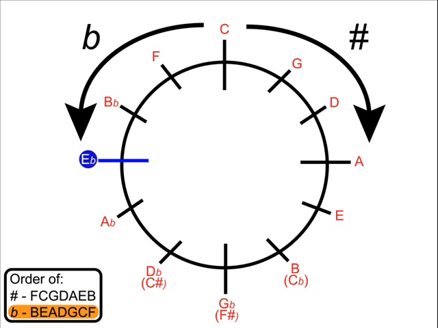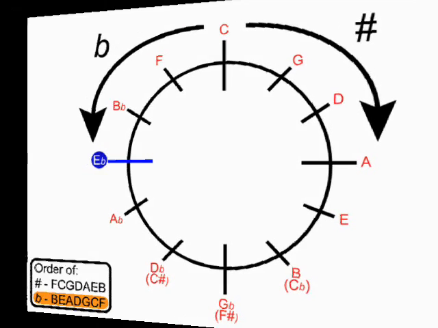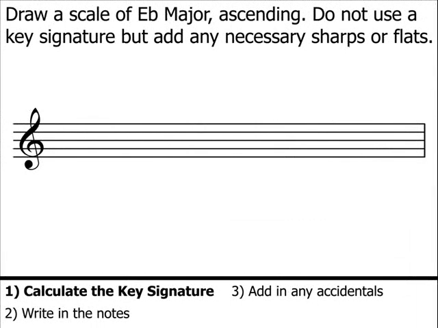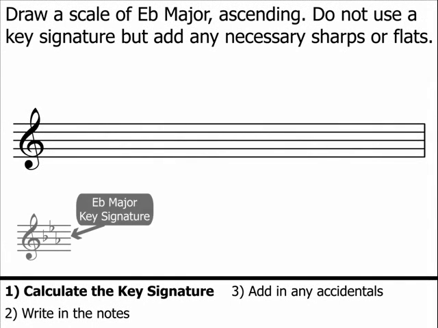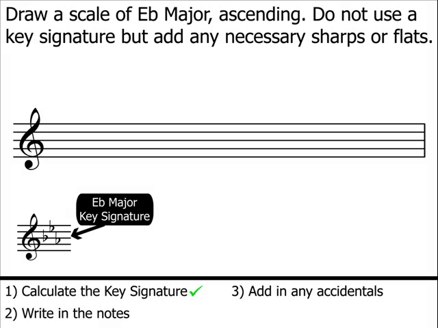We check the order of flats and take the first 3 letters, as E flat has 3 flats in its key signature. Make a note of the key signature. I'll pop it here as a reminder. Step 1, complete. Step 2, write in the notes.